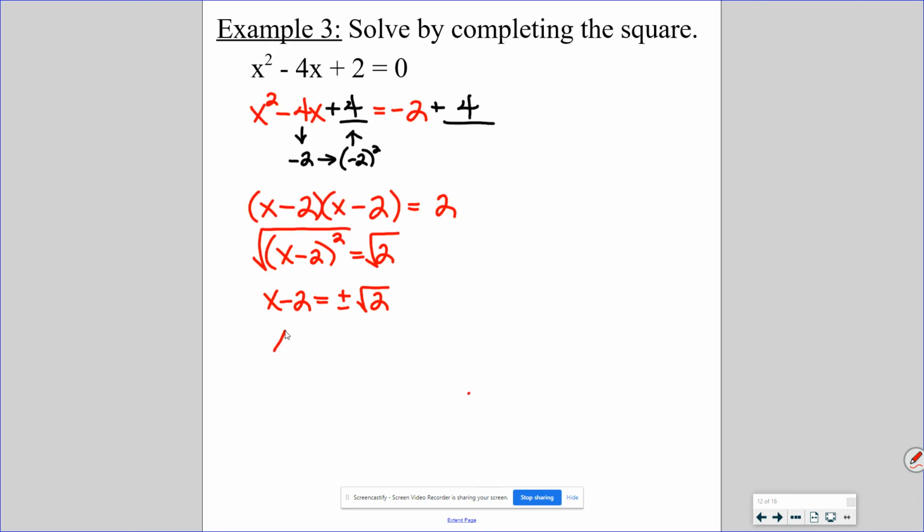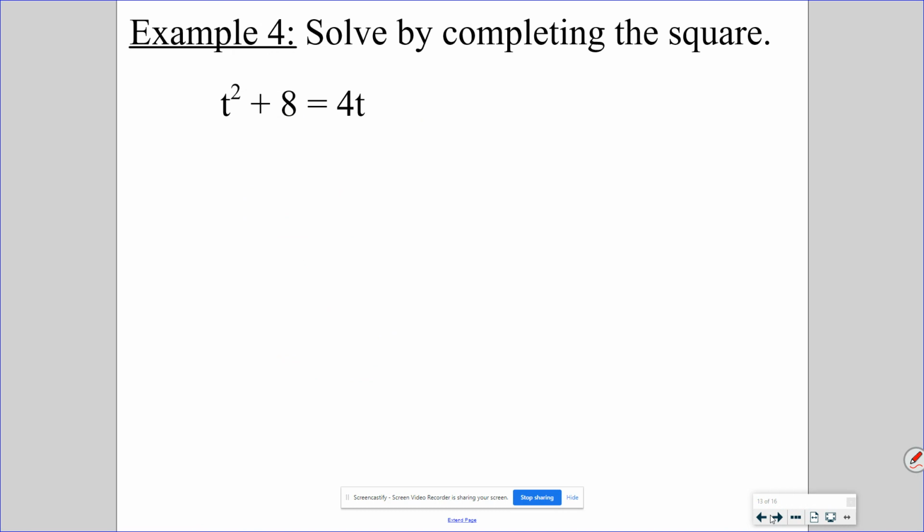And then add 2 to both sides. So your final answer would be 2 plus or minus radical 2. And that one we would be finished here because the square root does not simplify any further. Your work can change a little bit at times, because imaginary numbers could be possible.